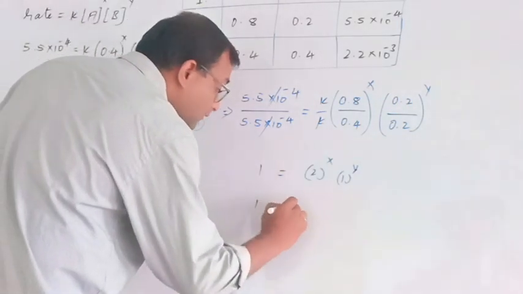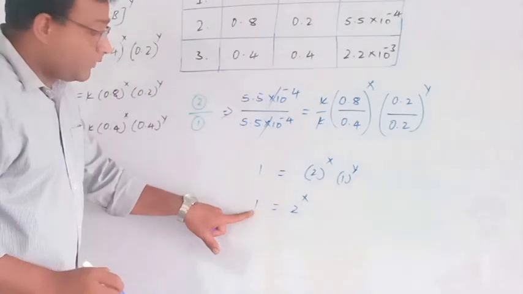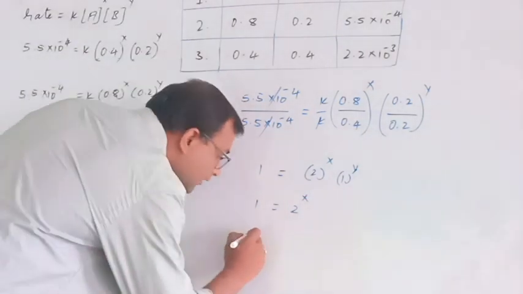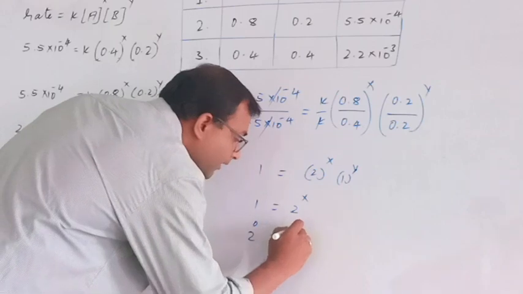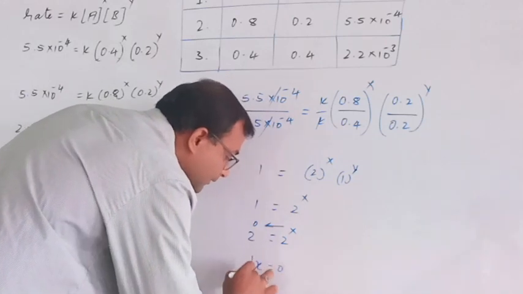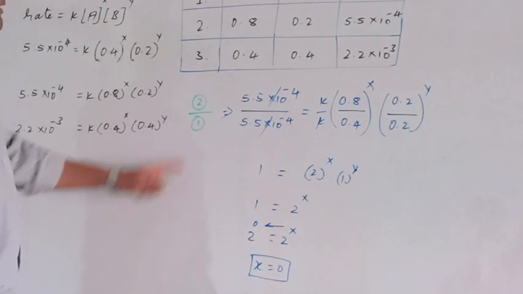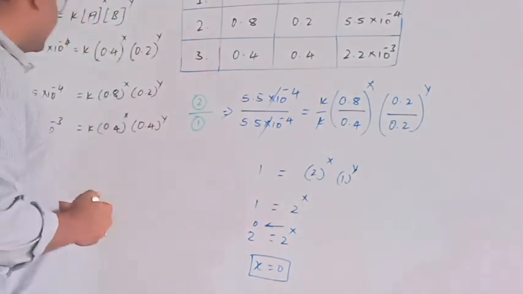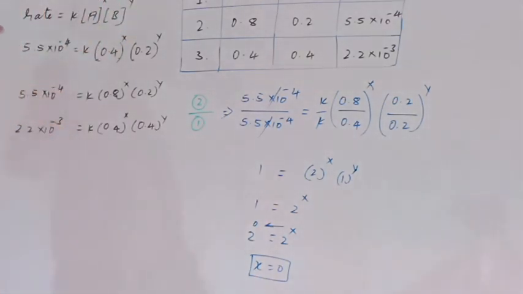Then 1 equals 2 power X. Now, something power 0 is always equal to 1, so I can write 2 power 0 is equal to 2 power X. The bases are the same, so the power X is equal to 0. We got to know the value of X must be 0. So X is 0. Clear? In this way we calculate it. In the next step, we will go for experiment number 3 by experiment number 2.